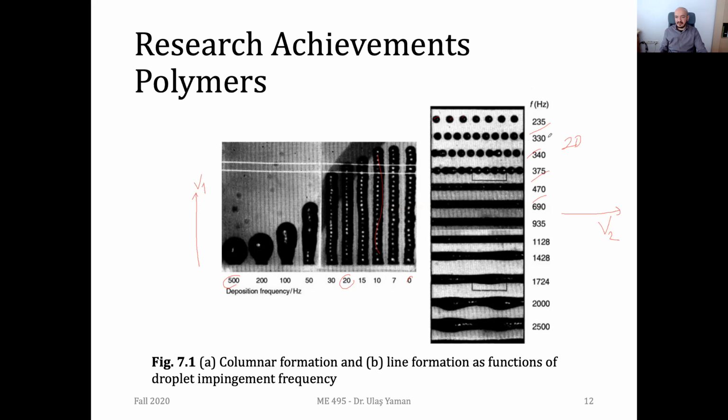If you continue increasing your deposition frequency, obviously these drops will join each other. And at around 700 Hertz, you see that we have a perfect line. But if you increase the deposition frequency further, you will have extra material and it will not be easy to control the thickness of this deposition. So if you are moving on the plane with a predefined speed value, then that is the deposition frequency you should use, 690 Hertz.